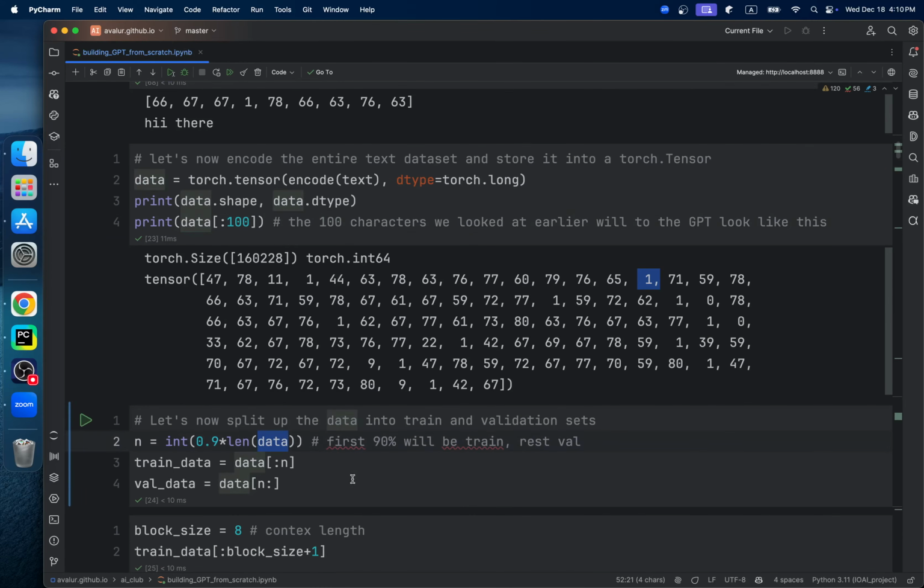And now, as usual in machine learning, we split data into two parts. This is the training data, the first 90% of the whole data, and then the rest is validation data to compute some metrics to understand what the quality of the model is.